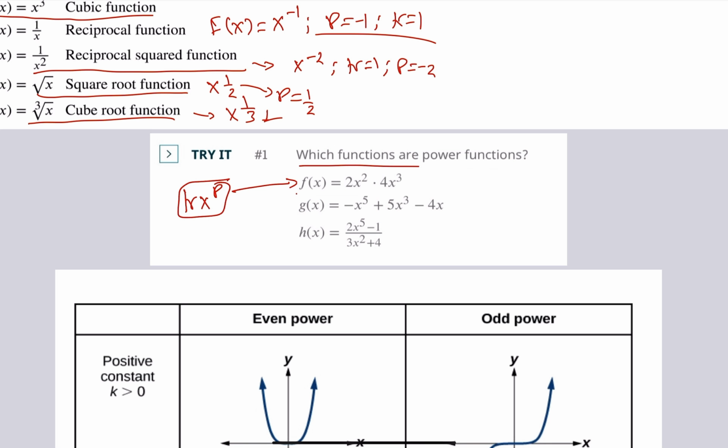Now, what about g of x? Can I simplify g of x any further and turn this into k x to the p? I don't believe so.